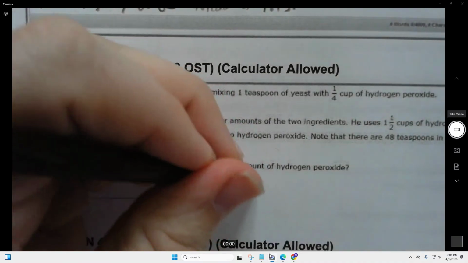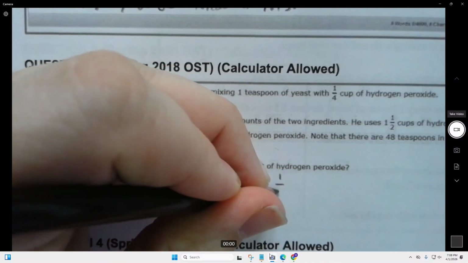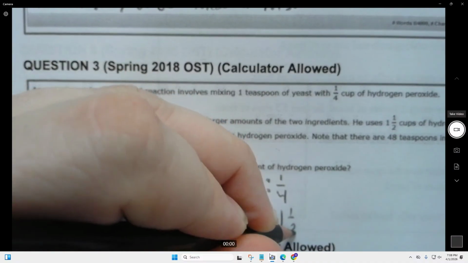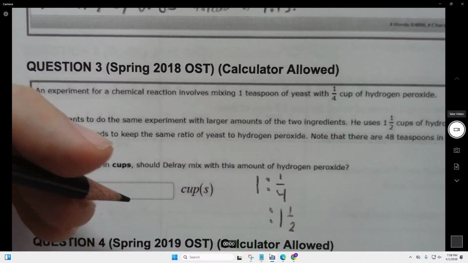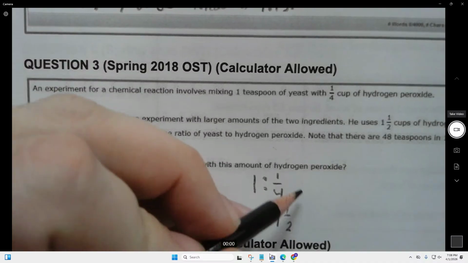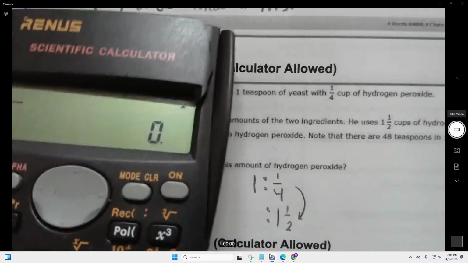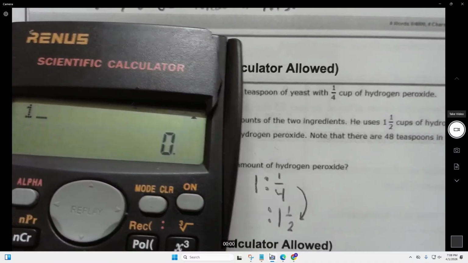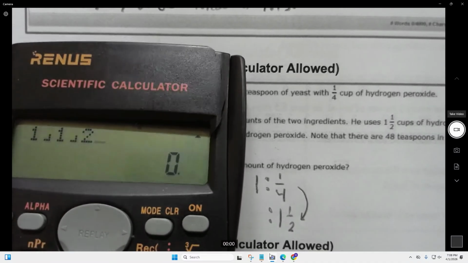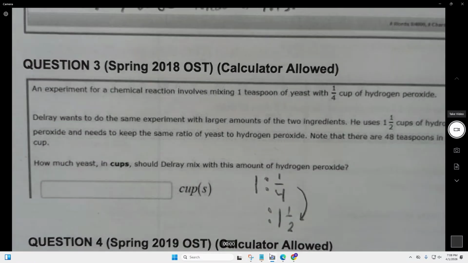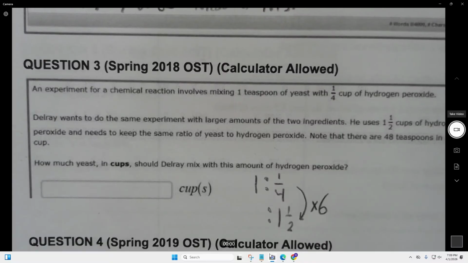So we have 1 teaspoon to 1/4 cup. Now we have 1 1/2 cups. Okay? How do you get, via multiplication, from 1/4 to 1 1/2? Well, you do 1 1/2 divided by 1/4, and you get 6. You are multiplying this by a scale of 6.